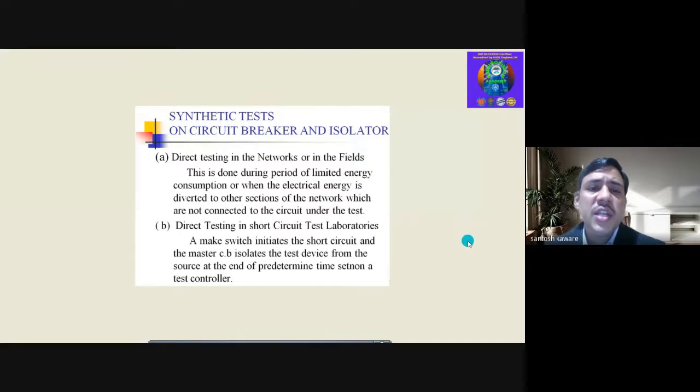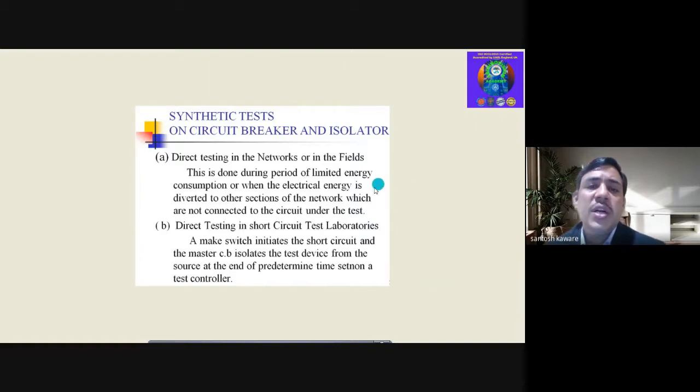Again, certain tests are there, that is, synthetic tests on circuit breakers and isolators, like direct testing in the networks or in the field. Those tests we carry out in the field, especially on the network. Generally the procedure is a limited energy consumption, where electrical energy is diverted to another source of the network which is not connected to the circuit under test.